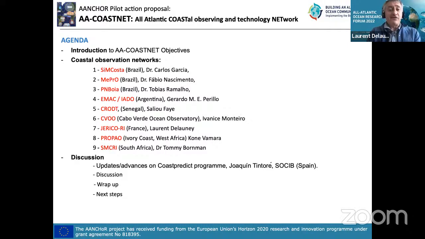So the agenda that was described by Moacyr: first we will have some description of the coastal observation networks in this All Atlantic Alliance, with SIMCOSTA, the Coastal Observation Network, the MIPO, the PNBOYAS, the EMACI, EIDEO, CRODT, CVOO, JERICO-RI, PROPAO, and CCM-CRI, who are going to give us the status of their observing networks and their needs. And we will go after these presentations into a discussion where we will have an update and advance on the Coast Predict program given by Joaquin Tintore from SOCIB in Spain. And we could have discussions about the needs we would have to cooperate between all these coastal observing networks.